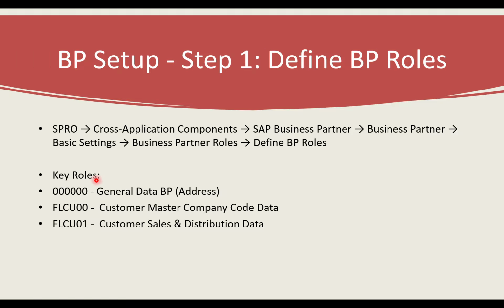The key roles we have here: 000000 is general data, where we have the address, email, phone number, pin code, city, all the details. Coming to the customer master company code data, FLCU00, this is where we have which company code the customer belongs to and what the reconciliation account of the customer is. And FLCU01 is the customer master sales and distribution data, where we have the shipping conditions for the customer, the delivery plan, the delivery priority, and the partner functions. All those views we can find in these roles.